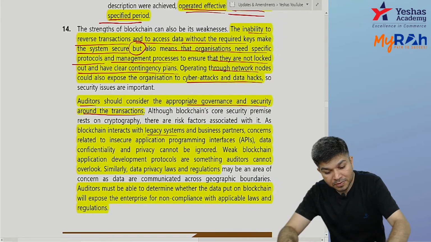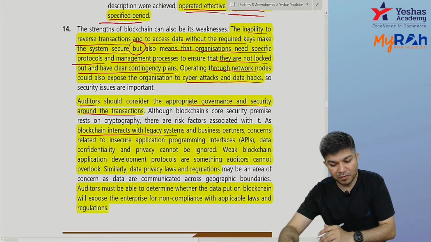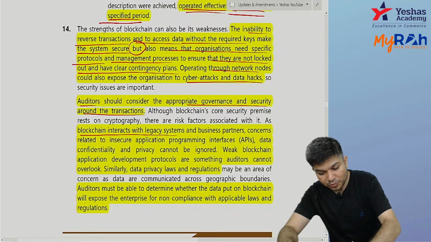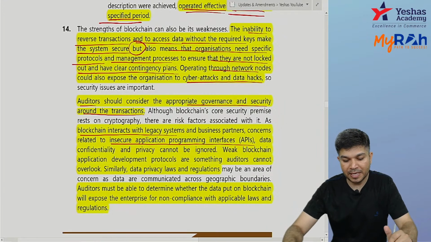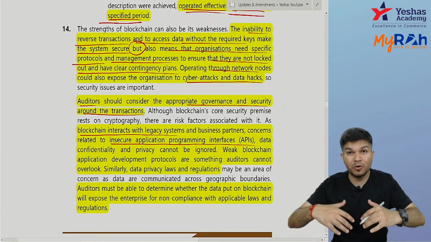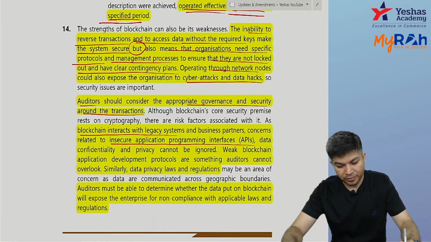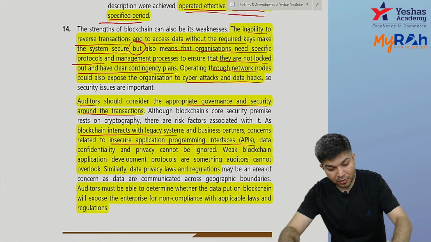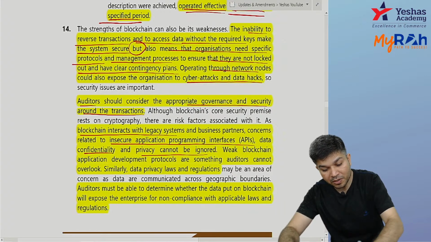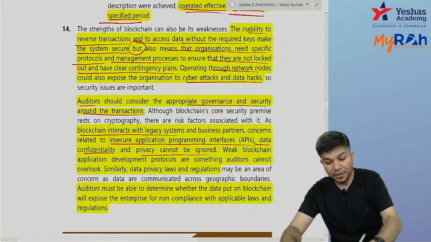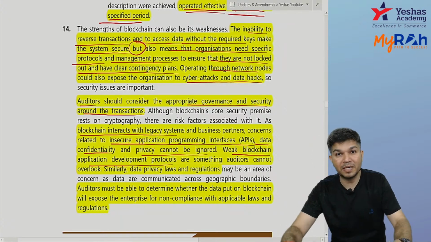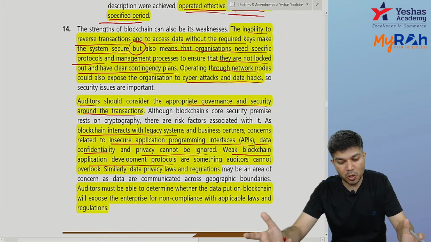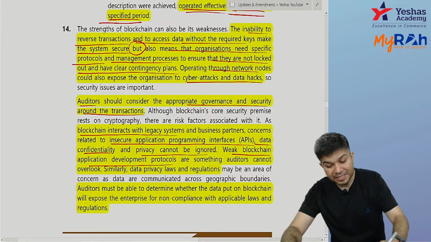Blockchain interacts with the legacy system, the normal system of yours. And you need to check the API, the application programming interface, how you're connecting with that software. If there's an insecure API, data confidentiality or privacy cannot be ignored. Also, weak blockchain application development protocol. If that blockchain application development is not done properly, then there might be some issues.